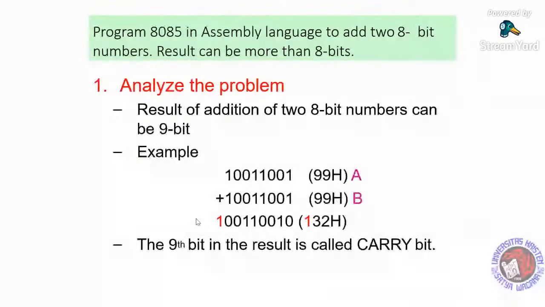The result of the addition of two 8-bit numbers can be processed by the following. For example, you have the register content A of 99 hexa and register content B of 99 hexa. And then you do the addition and the result is 132 hexa. The ninth bit is called the carry bit. So if this happens, it means that the carry bit is active.